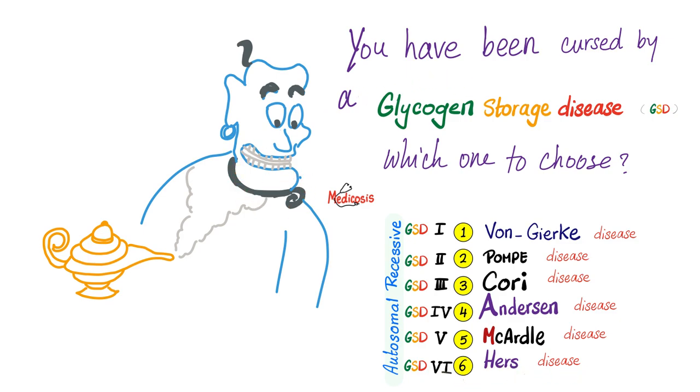If the genie came to me and said, "Hey Medicosis, you have been cursed by a glycogen storage disease, which one would you choose?" Well, I hate all of them. If I have to choose, I'll go with Cori, or glycogen storage disease type 3. Why is that? Because it's a mild disease. For sure, I will not choose type 4 or Andersen. That's evil. This can lead to death early in childhood.